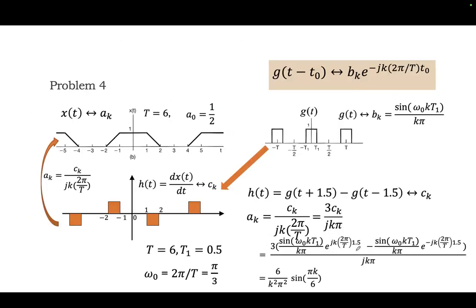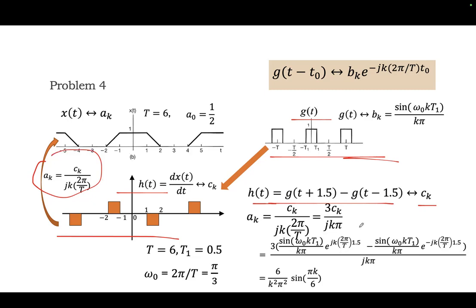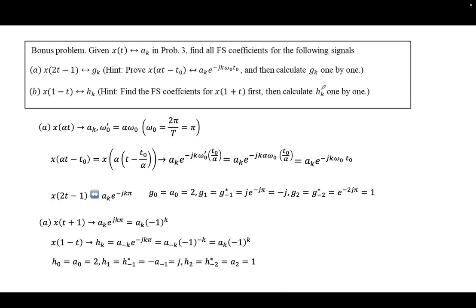Okay, and this one, we talked about in class. You can see after the derivative, you can get this one. And then we know this one, right? And then you can represent this one using this equation. And then you can easily get C_k, and A_k is just using this equation to get A_k. Okay. And for the bonus, I think this one is also, sorry, not that difficult.